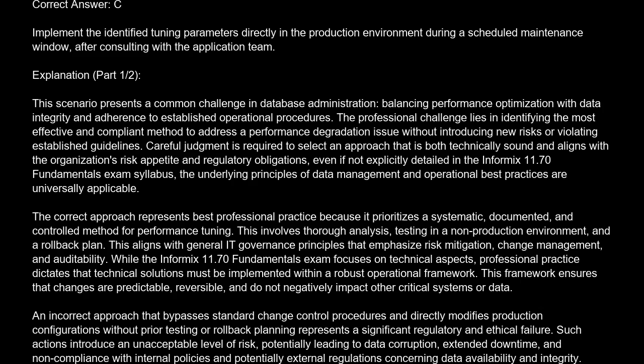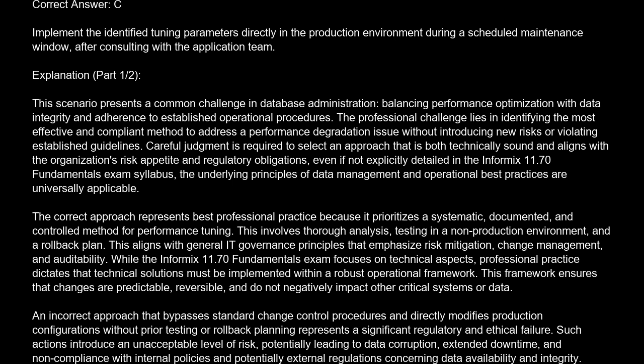The correct answer is C. Implement the identified tuning parameters directly in the production environment during a scheduled maintenance window, after consulting with the application team. Explanation: this scenario presents a common challenge in database administration, balancing performance optimization with data integrity and adherence to established operational procedures. The professional challenge lies in identifying the most effective and compliant method to address a performance degradation issue without introducing new risks or violating established guidelines.